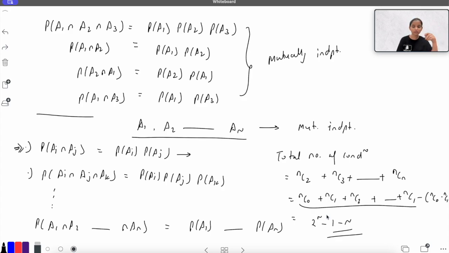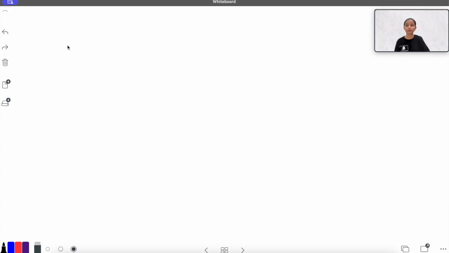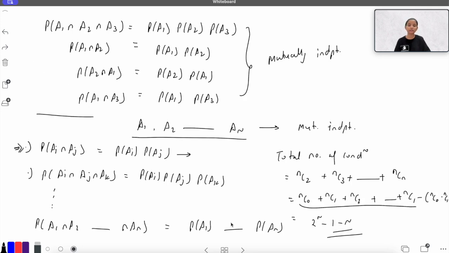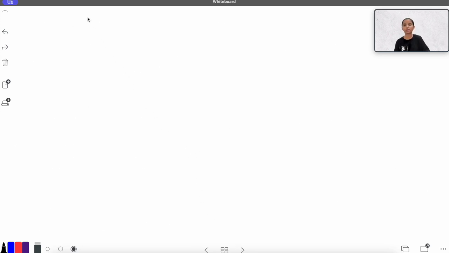So this was the case of independence. We have discussed independence in full detail. Now let's discuss the concept of random variable, as we will be discussing the distribution. So the first thing that we need to understand is random variable.